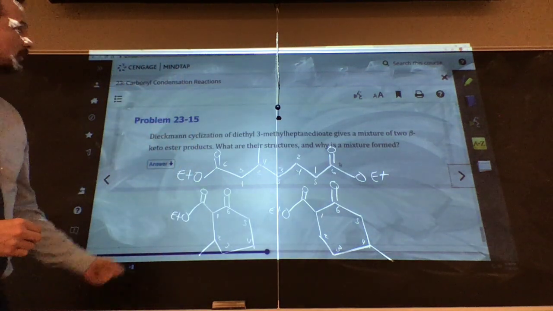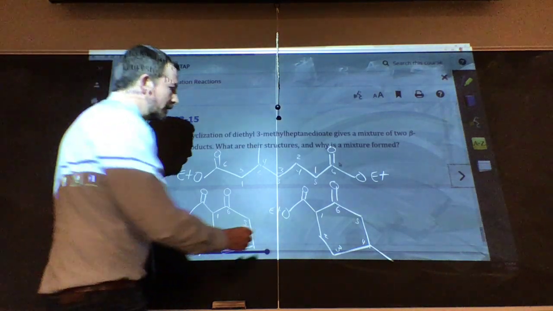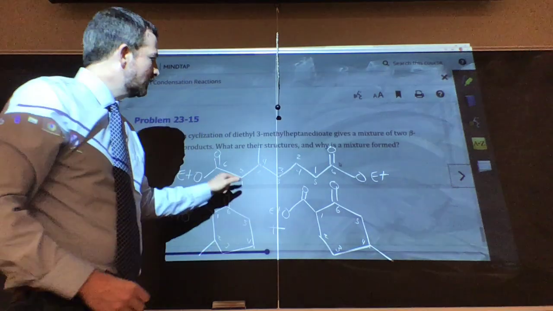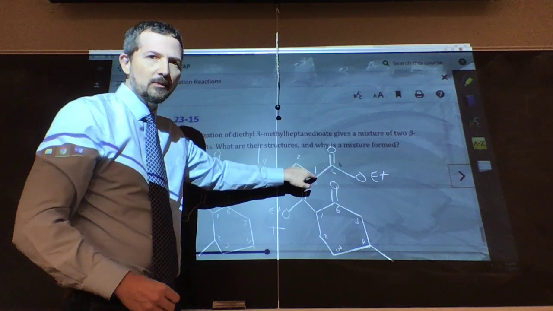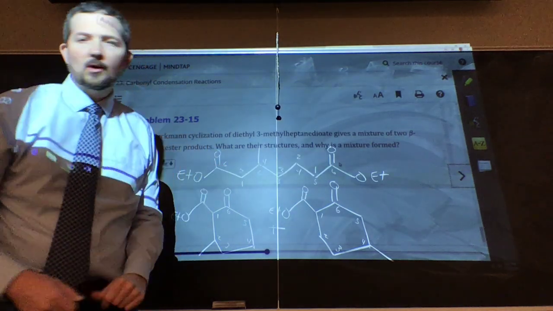So it says I get a mixture of 2 beta-keto ester products. Why is a mixture formed? It's because it's not symmetric. So I can take it off from this alpha position and form my product, or I can take off from this alpha position and form a product. That's why you get 2 different products.